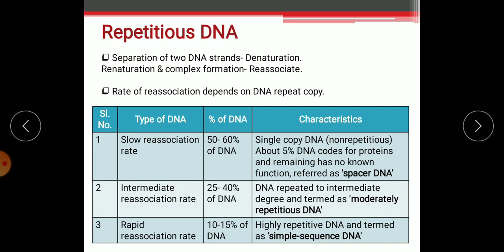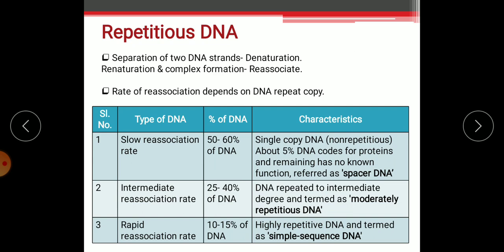And the last one is the rapid reassociation rate, having mainly 10 to 15% of the DNA. So they will be the highly repetitive DNA, termed the simple sequence DNA. So the highly repetitive DNA are called the simple sequence DNA. The DNA having the intermediate reassociation rate are called the moderately repetitious DNA, and the DNA with the slow reassociation rate, which are non-repetitious, are called the spacer DNA, and plus 5% of this non-repetitious DNA are protein coding DNAs.